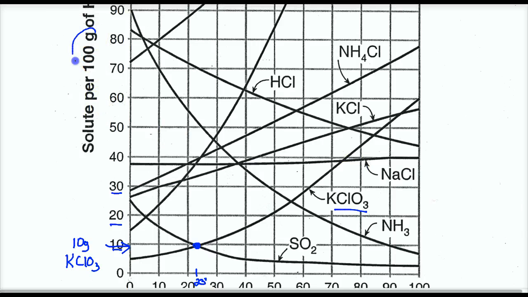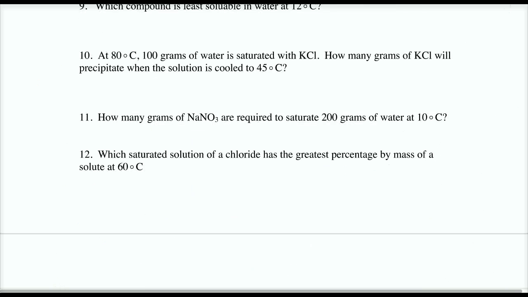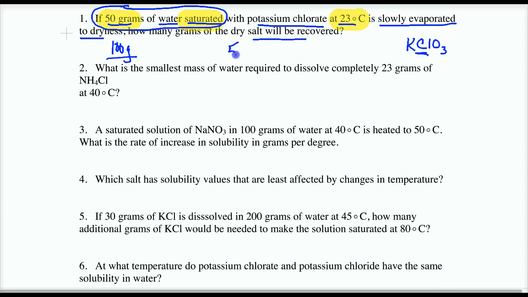100. So if we have half the water, 50 grams of water, then that means I will have half the solubility. So the answer is 5 grams, right? If I had 100 grams of water and the solution was saturated at 23, 10 grams of salt is in the solution. Boil the water off, you still have 10 grams. But they're saying it's saturated with 50 grams of water. It's half the water, half the solubility. So this becomes 5 grams. Okay, that's how that works. So the answer here is 5 grams of KClO3.